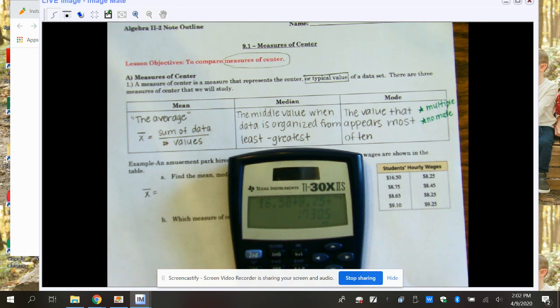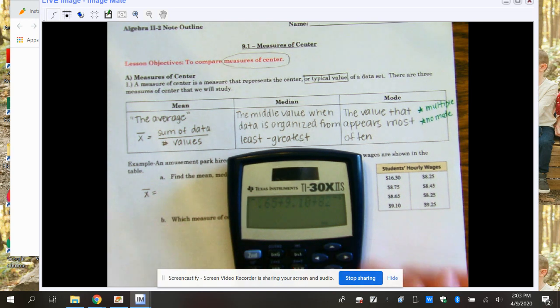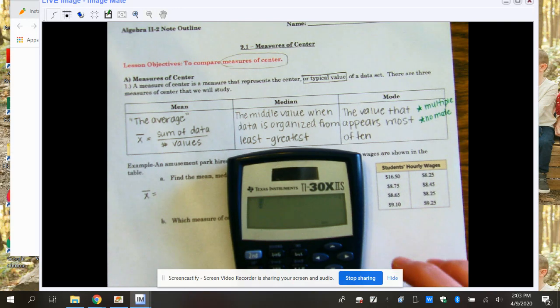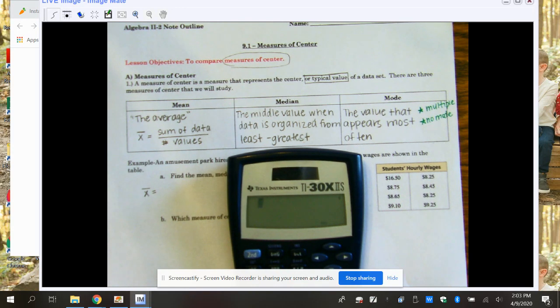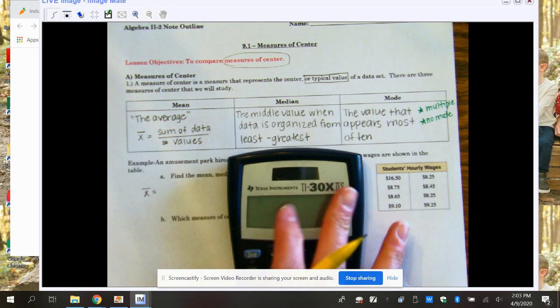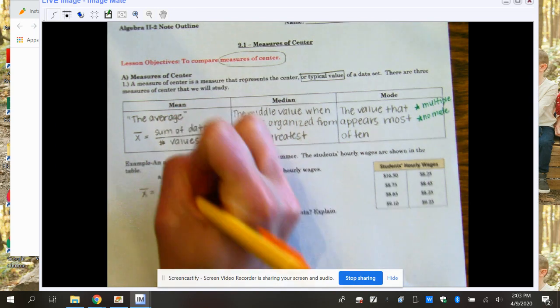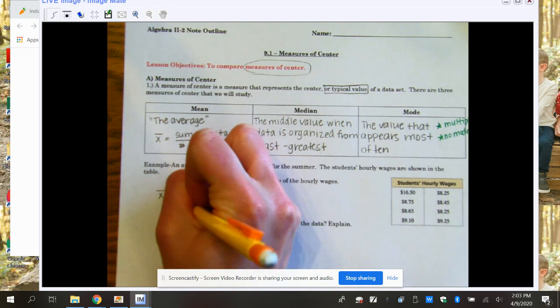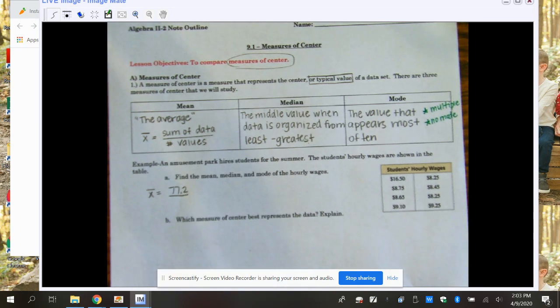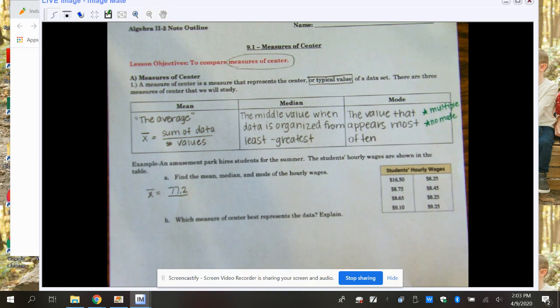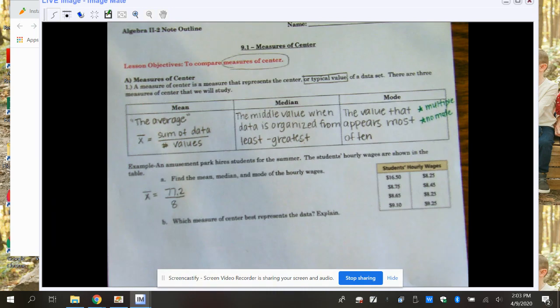I'm going to spare you something that I missed on my calculator. We should get 77.2. These keys are a little bit sticky, so I must have missed a decimal point somewhere. So 77.2, and then there are 8 values, so I'm going to divide that by 8.